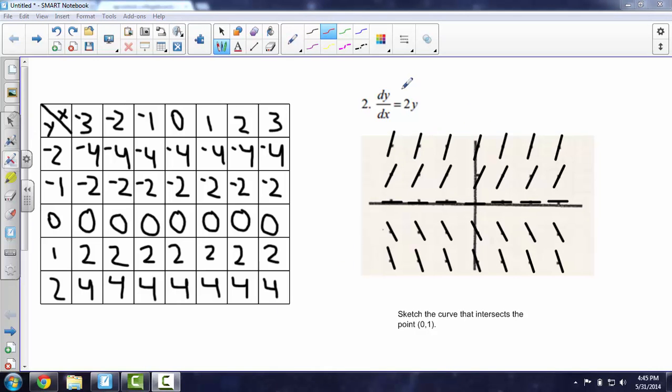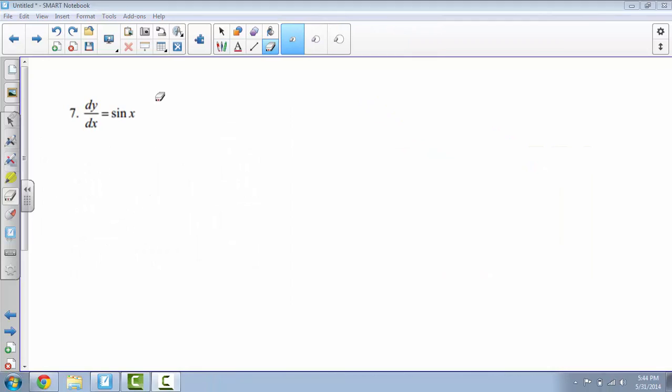Now the graph is kind of similar to the table, so that the values are the same across. And so I filled that in here. Now we've got to sketch the curve that intersects the point (0, 1). So we go up to the point (0, 1), which is right there, and we draw the line following the slope lines we made earlier. And it looks kind of like this.